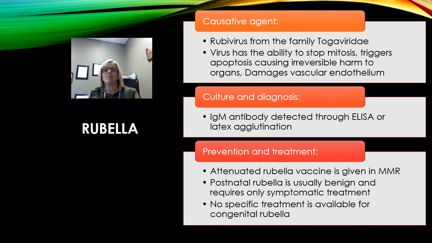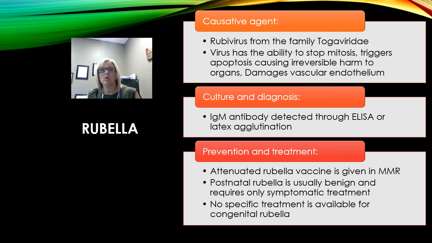So rubella is from the ruby virus. This is togaviridae. It is able to stop cellular mitosis, which is, of course, a very important process for that developing embryo and fetus, especially in that first trimester. And this can cause apoptosis of normal tissue cells, which means apoptosis is programmed cell death. So if it causes that to occur when it's not supposed to, it can stop the progression and formation of organs. Okay, so it can cause really severe irreversible organ damage. It causes damage to your vascular endothelium, which can cause, again, poor development of organs. Okay.